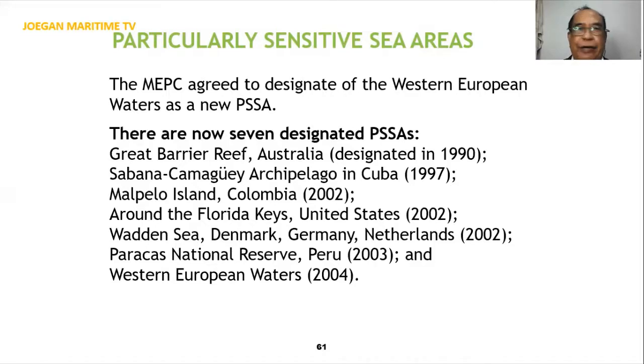Particularly sensitive sea areas. The MEPC agreed to designate the Western European waters as a new PSSA. There are now 7 designated PSSAs: the Great Barrier Reef of Australia, designated in 1990; Sabana-Camagüey Archipelago in Cuba in 1997; Malpelo Island in Colombia in 2002; around the Florida Keys of the United States in 2002; Wadden Sea, Denmark, Germany, and Netherlands in 2002; Paracas National Reserve in Peru in 2003; and Western European waters in 2004.